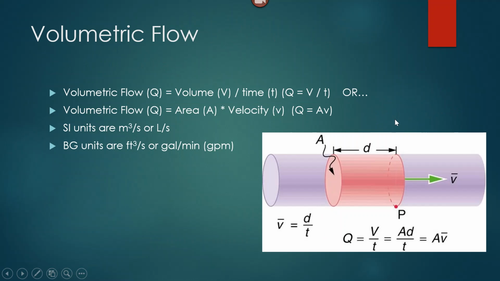Alright, let's talk about volumetric flow rate. Volumetric flow is just volume divided by time, right? But it can also be area times velocity. And that's pretty interesting, because if you know the area of some diameter and you know the volume of fluid that's flowing through it, then you can find the velocity of that fluid. A lot of times we are going to use meters cubed per second or liters per second, and we can also use feet cubed per second or gallons per minute. GPM is a very common one.